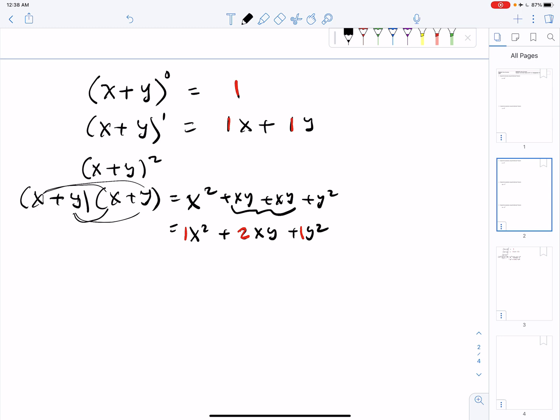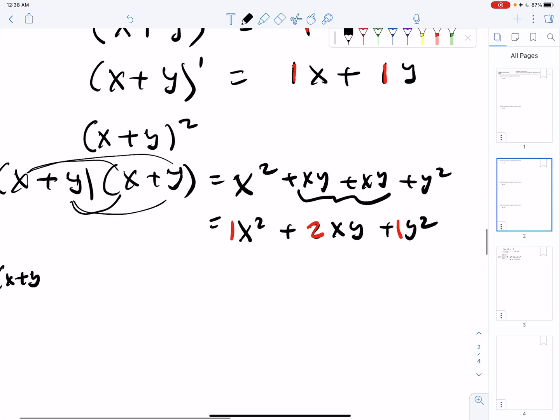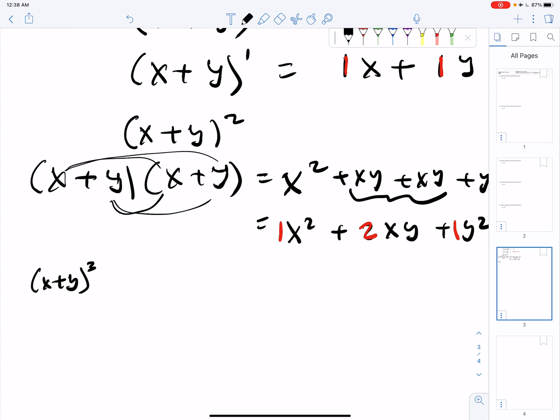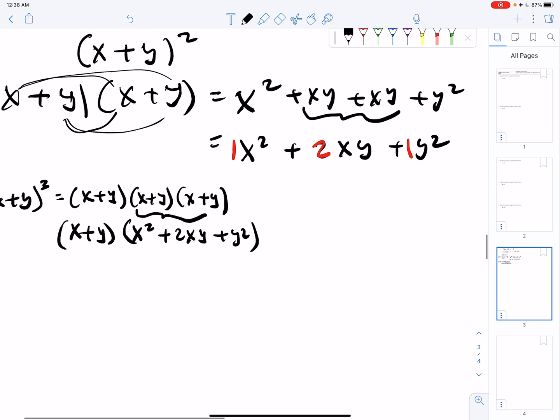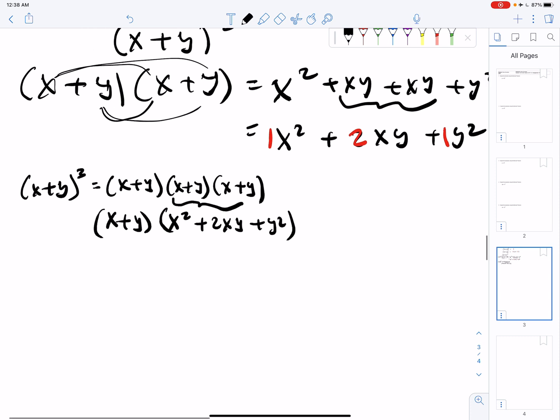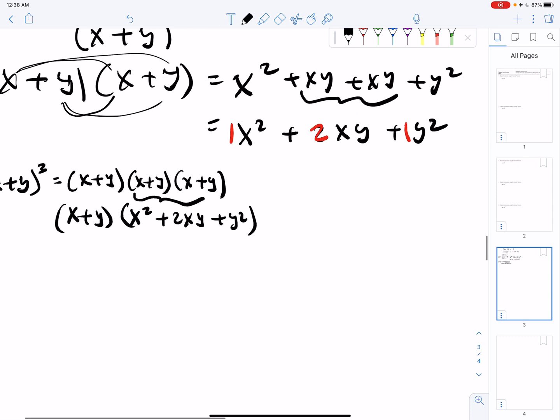So the next one we'd want to look at is x plus y raised to the third power, which is x plus y times x plus y times x plus y. Now we already know what x plus y times x plus y is because that's the previous one we just did, right? So that's just going to be x squared plus 2xy plus y squared. Now that still needs to be multiplied times x plus y. And so you can see, expanding these binomials, we're only at the third power and it really gets pretty labor intensive.